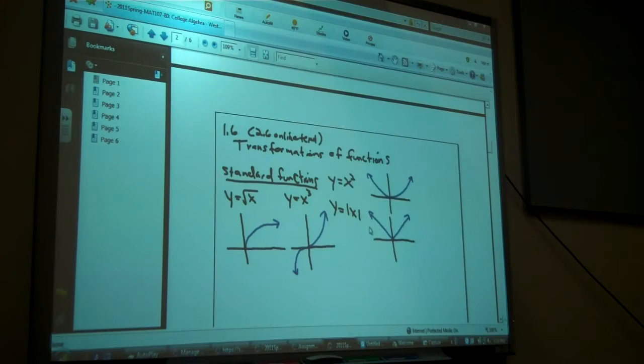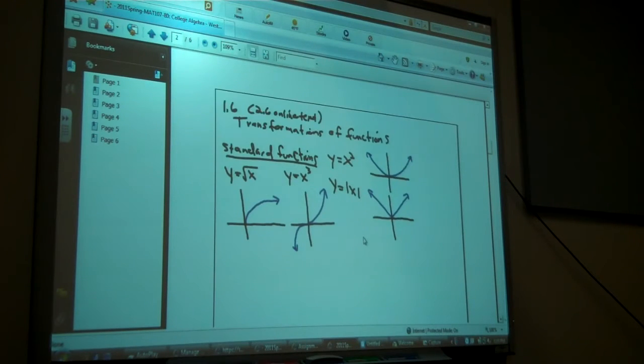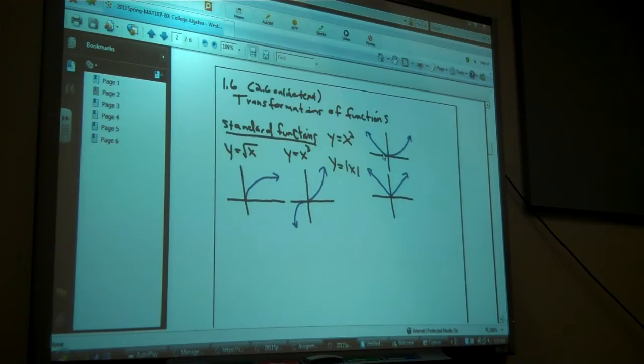Starting with the standard function. I think there was one more, but that's okay. The other one was the cube root of x, but it's okay if you just go with these four, I'm sorry. Y equals x squared is your parabola, y equals absolute value of x, the V shape. Y equals the square root of x, and y equals x cubed.